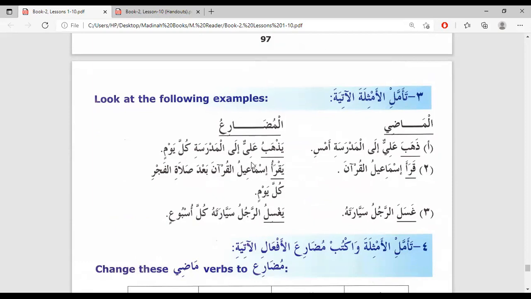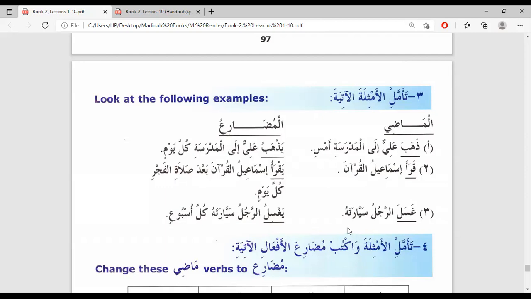So here the present is يذهب علي. Ali goes to the school every day. So ذهب, he went, and يذهب, he goes. Similarly, قرأ إسماعيل القرآن. Ismail recited the Quran. And يقرأ إسماعيل القرآن بعد صلاة الفجر كل يوم. So here we have كل يوم and also كل أسبوع, and that means it is habit. So when we have habit, it will be translated as simple present. Ismail recites Quran every day after Fajr prayer.